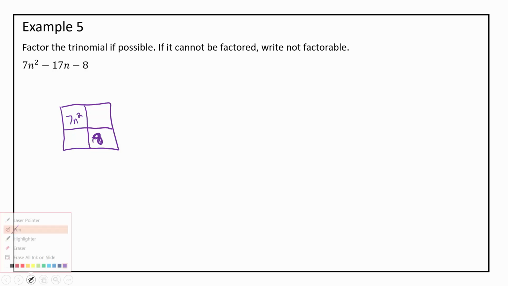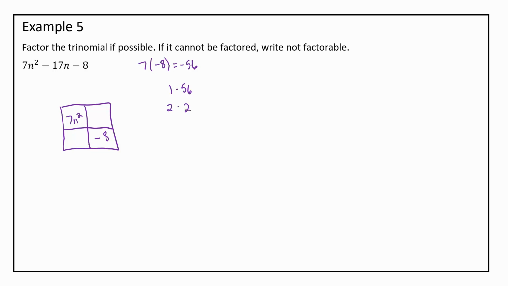-8 is going to go there. Let me try that again. And we're going to say 7 times -8 is -56, and we're going to try to figure out what multiplies to get negative 56 that adds to get negative 17.